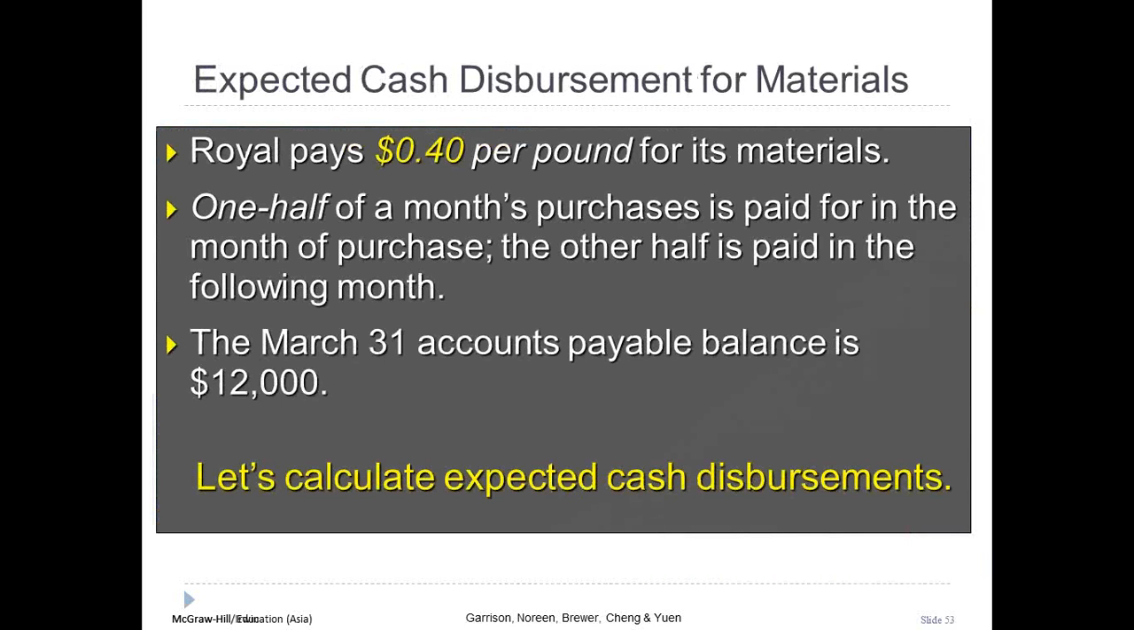Recall that Royal pays 40 cents per pound for direct materials. The company pays for 1/2 of its purchases in the month of the purchase and 1/2 in the following month. At the beginning of the quarter, Royal owed creditors $12,000 for purchases of direct materials. Let's begin the expected cash disbursement for direct materials schedule.